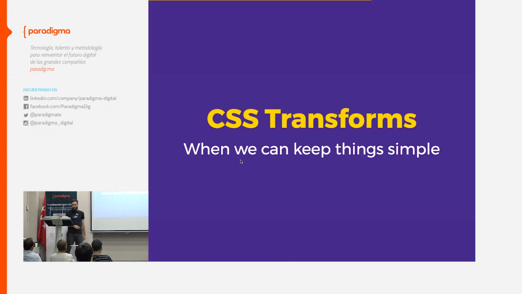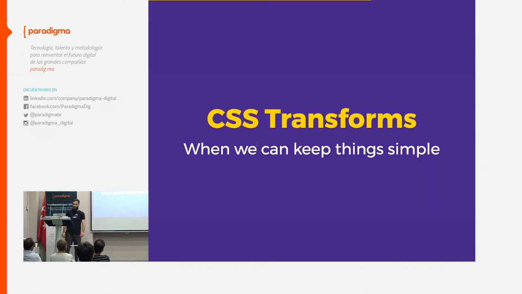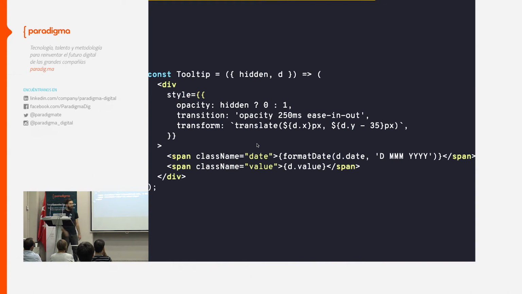So the first approach, the simplest, is to just use CSS transforms. In this case, I'm using them for the tooltip, the little opacity. This is just a CSS transform, and this is super straightforward. Like in our tooltip, when we just put a transition for the opacity, when the hidden state changes, our opacity will transition using the browser.